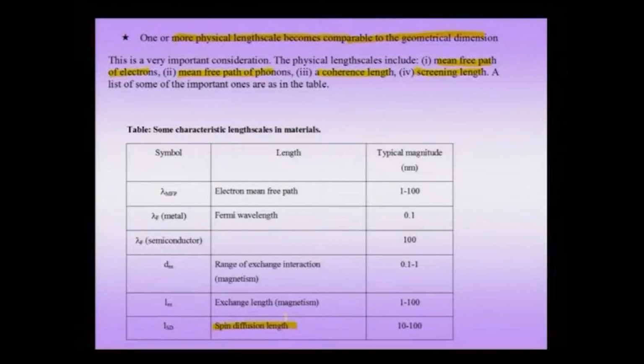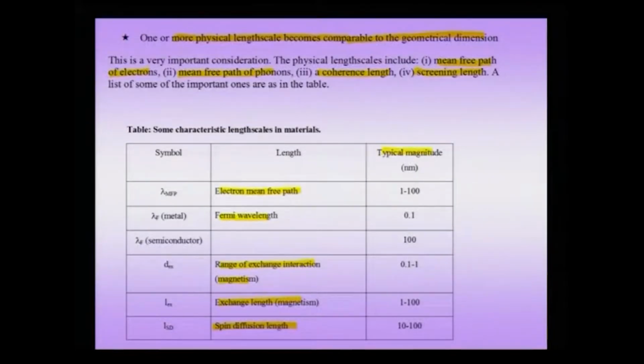And before I take up that example, let me see that in this table there are quantities like the electron mean free path, the Fermi wavelength, and the range of exchange interaction, which is related to magnetism. This is a very important quantity, and we can also talk about the exchange length in magnetism. There is a typical length scale associated with these physical properties.